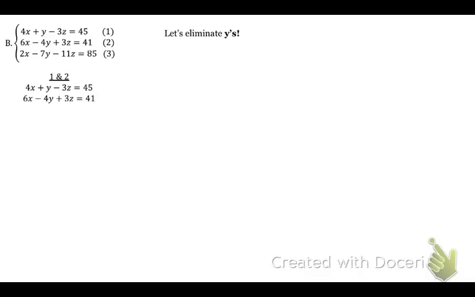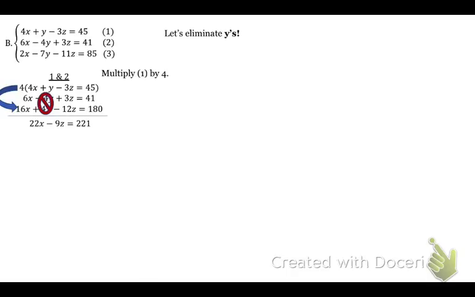And let's look at 1 and 2 first. So again, I'm eliminating my y's. That's what I chose. So I'm going to multiply 1 by 4. And you get 16x plus 4y minus 12z equals 180. Those 4 y's cancel, and you get 22x minus 9z equals 221. We're going to call that equation 4.